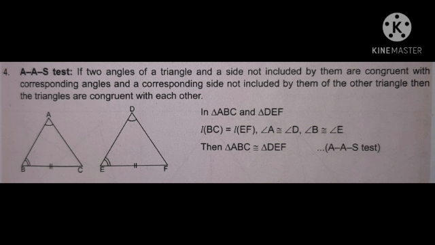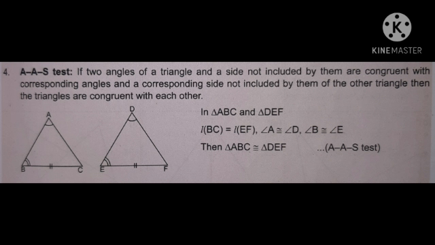Point number 4, AAS test. If two angles of a triangle and a side not included by them are congruent with corresponding angles and a corresponding side not included by them of the other triangle, then the triangles are congruent with each other.